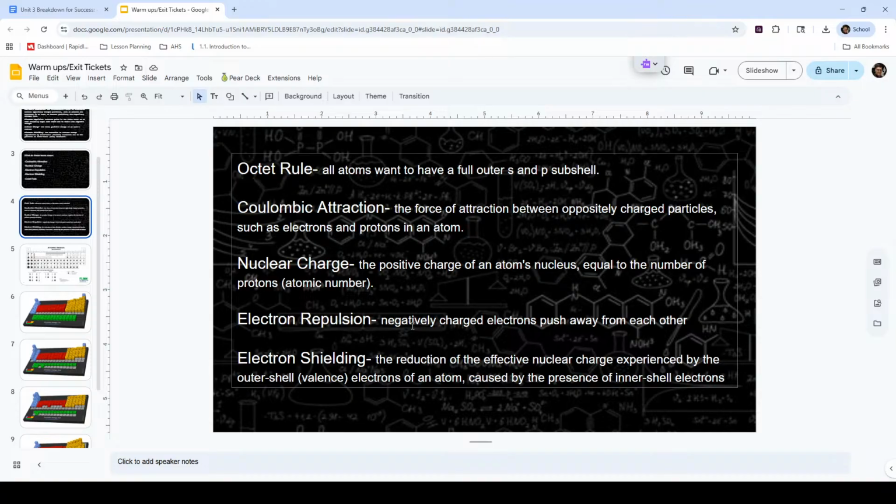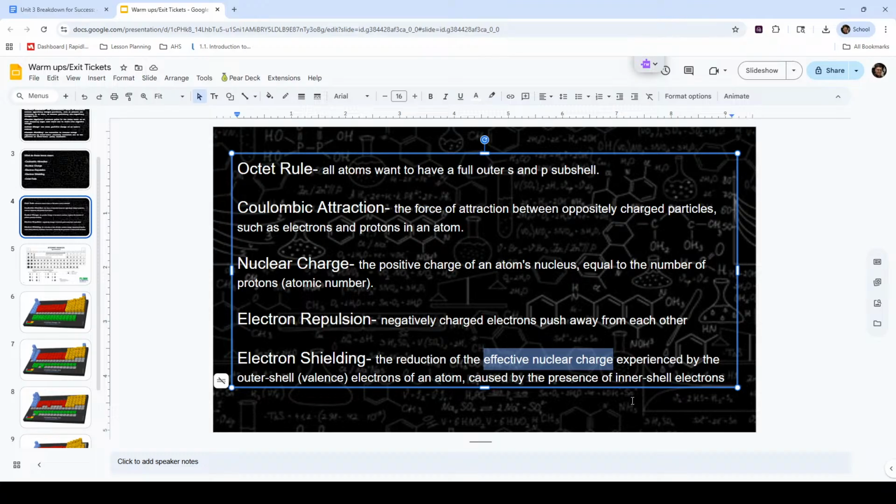And then electron shielding. So electron shielding, let me go back to my periodic table one more time. Well, let me read the definition. So it's the reduction of effective nuclear charge. So effective nuclear charge, so the nuclear charge that outer shell is feeling. So the more protons I have, the bigger nuclear charge, and I'm reducing the feeling of that nuclear charge on the valence shell, so the outer shell, because I'm having more inner shells of electrons.